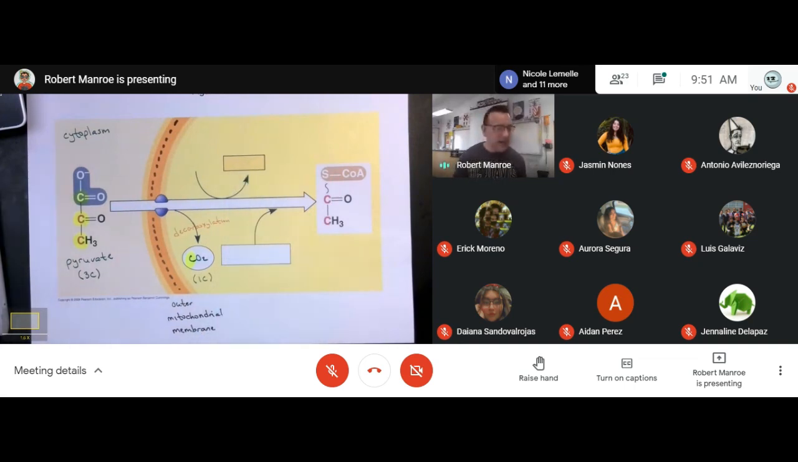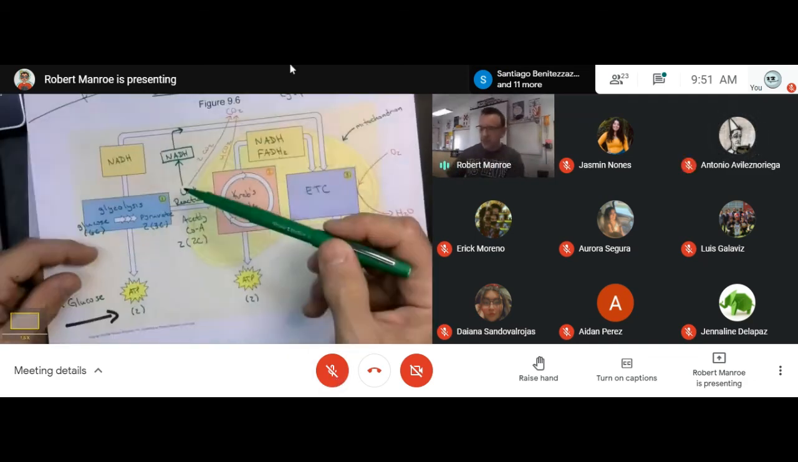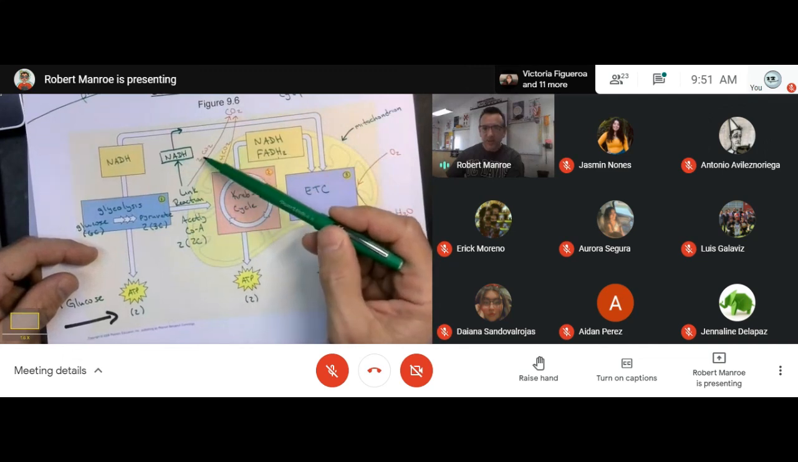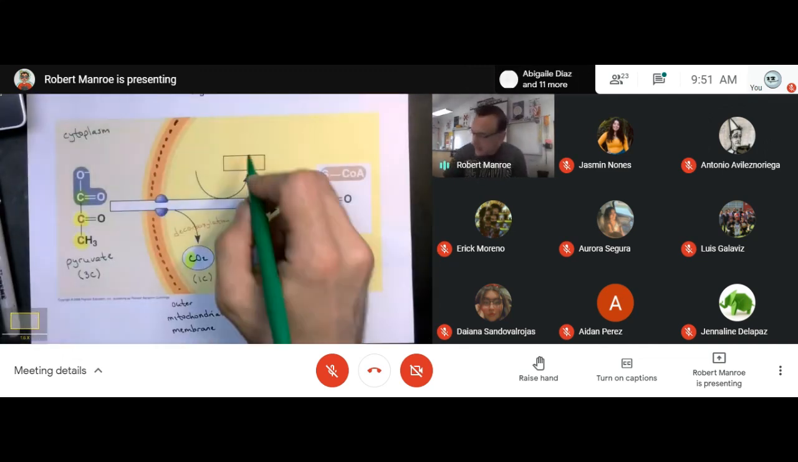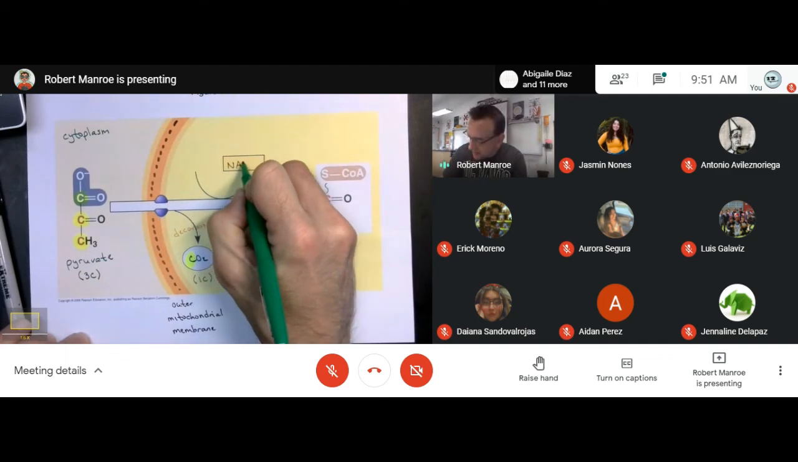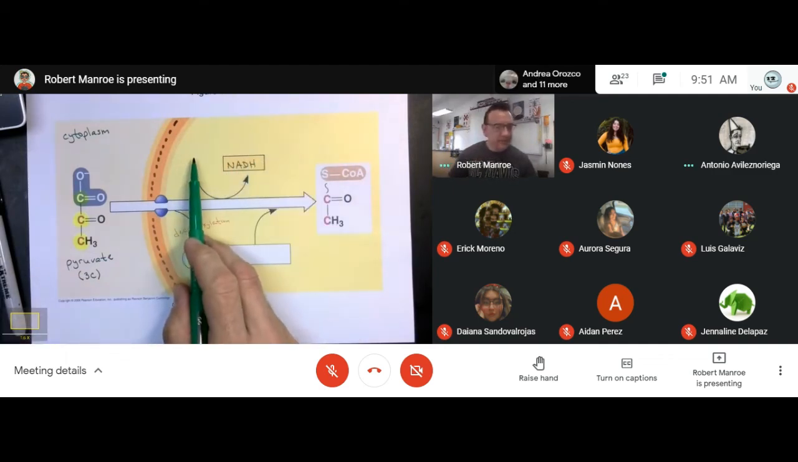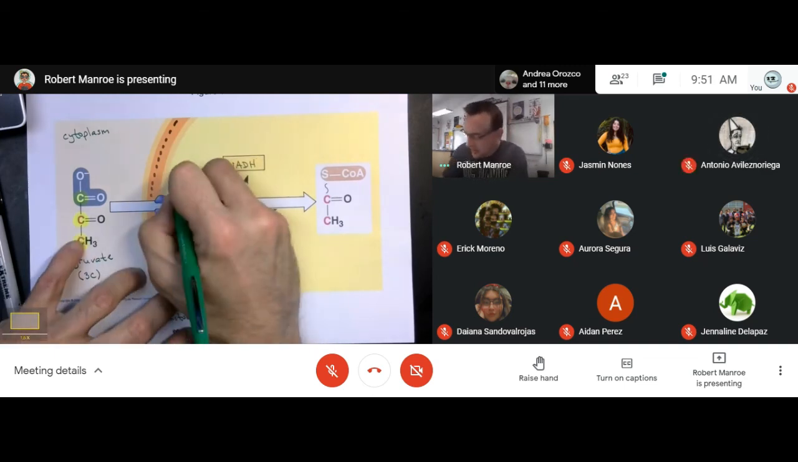What carrier comes out of the link reaction? NADH. Same thing here. We're in the link. There's your NADH. We just talked about your CO2. So this is NADH. So if NADH is here, what do we have to put here? NAD.